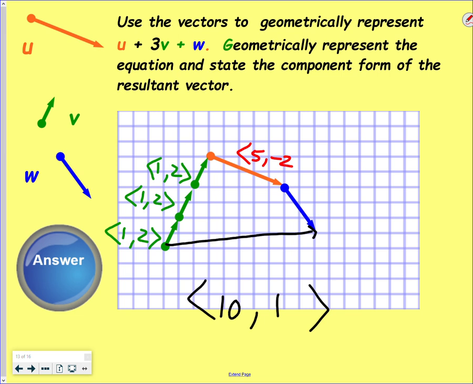Negative 2. Okay. How about the blue? What's its X? 2. What's its Y? Negative 3. What if we add up all of the X's here? 1 plus 1 plus 1, that's 3. Plus 5, that's 8. Plus 2, it's 10. Okay, 2, 4, 6. Minus 2 is 4. Minus 3. There you go. Same way. Same thing.